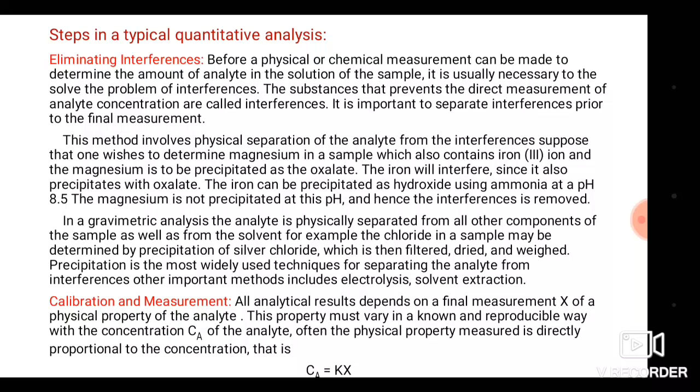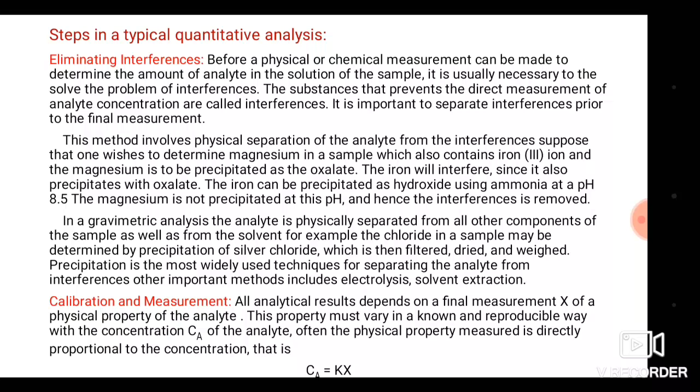So what are interferences? The substances that prevent the direct measurement of the analyte concentration. It is important to separate the interferences prior to the final measurement. So the first step for the analysis is to remove the interferences. This method involves the physical separation of the analyte from the interferences.